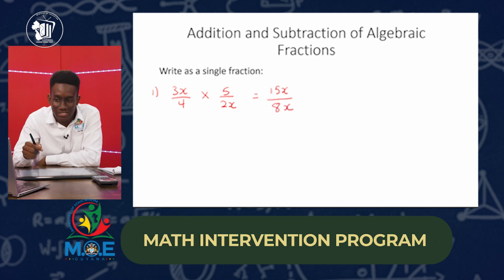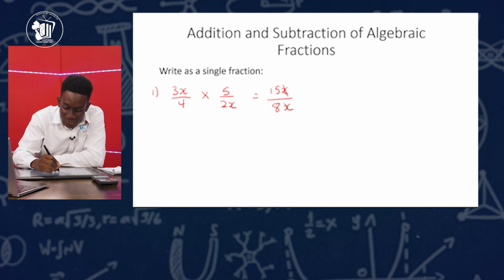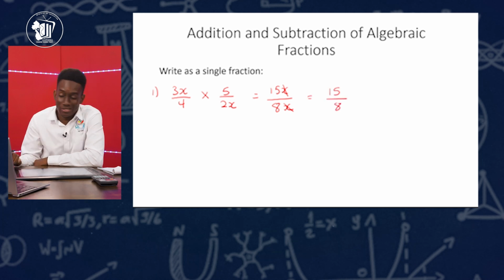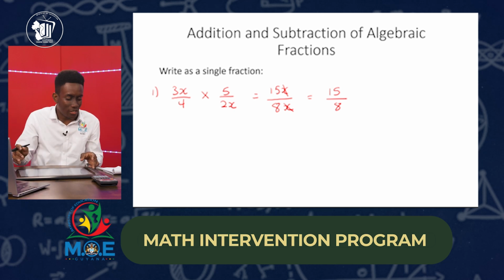So we cannot leave this as it is. We have to break it down. So this x will cancel out with that x. And 8 cannot go into 15, so we can leave this as 15 over 8. And if you want, you can write it as a mixed fraction, but we can leave it as 15 over 8 for now. Let's look at another example.